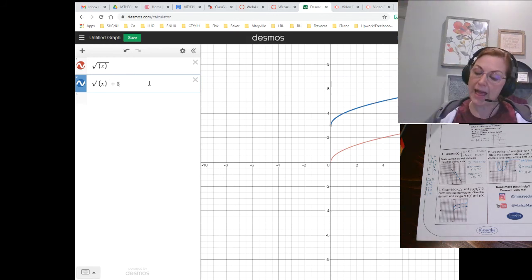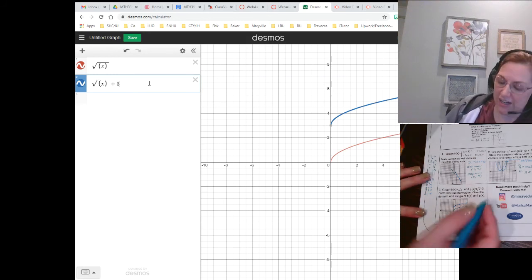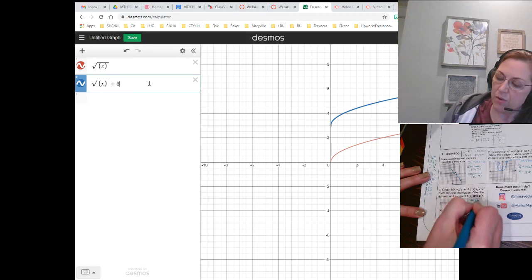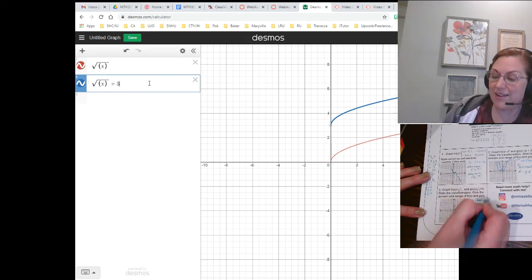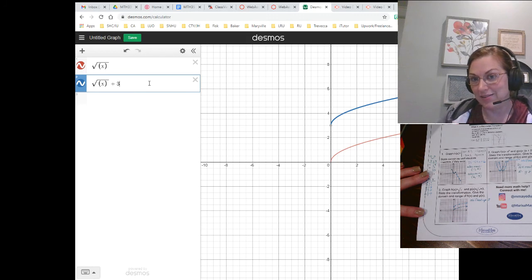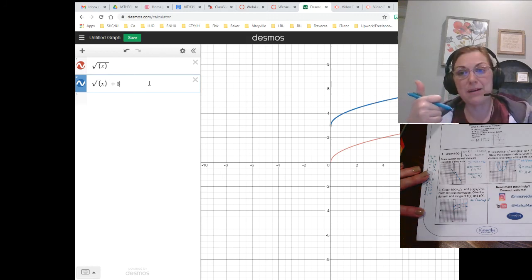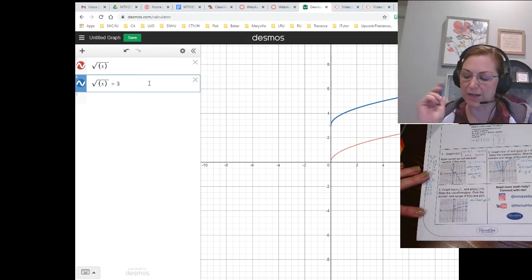It shifted up, right? How many? It shifted up 3. Good. Okay, so that +3, when it is not underneath, if it's not with the x underneath the square root, then it needs to go up 3, right? So we're seeing some of those transformations.